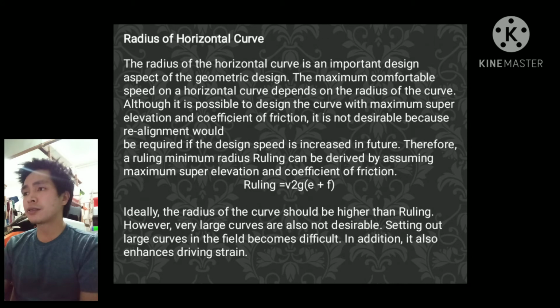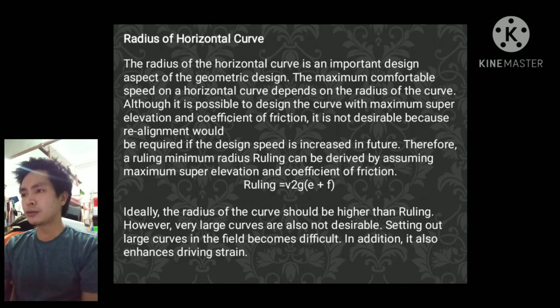Radius of horizontal curves. The radius of the horizontal curve is an important design aspect of the geometric design. The maximum comfortable speed on a horizontal curve depends on the radius of the curve. Although it is possible to design the curve with maximum super elevation and coefficient of friction, it is not desirable because realignment will be required if the design speed is increased in the future.